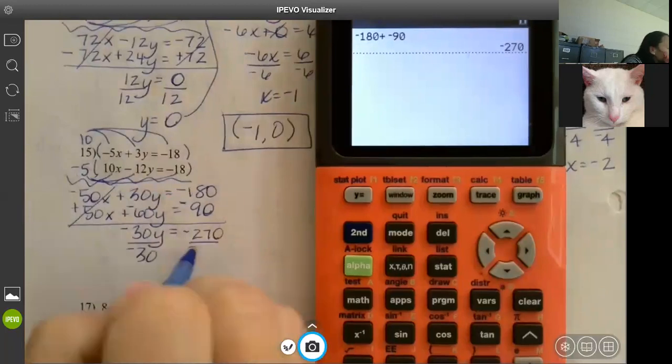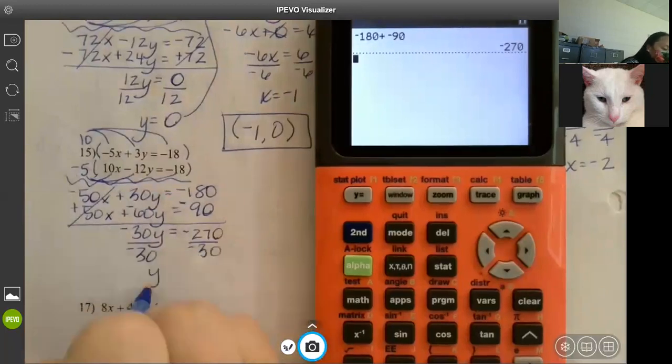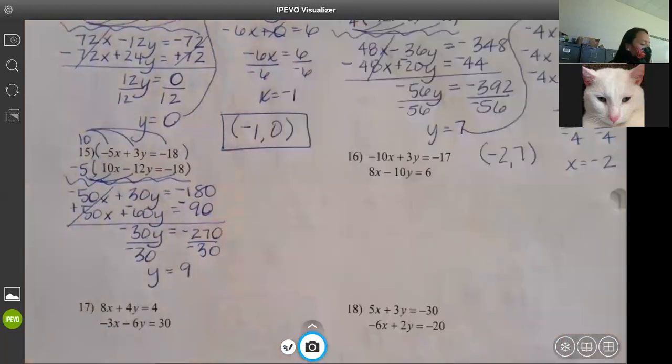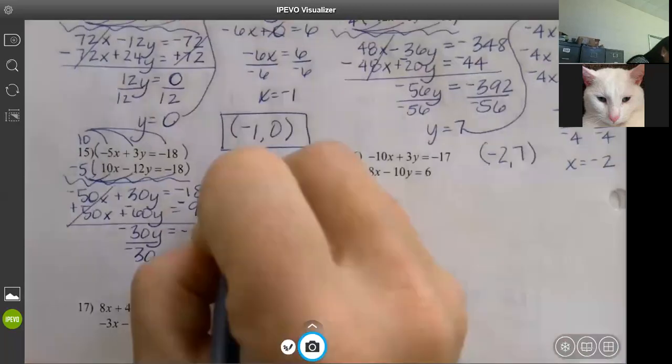Divide by negative 30, and you get positive 9. Pick either equation, it doesn't matter. The top one looks like it has smaller numbers, so I'm going to choose it.